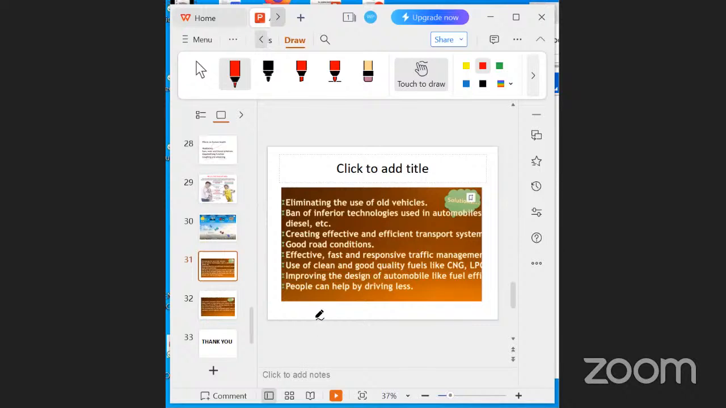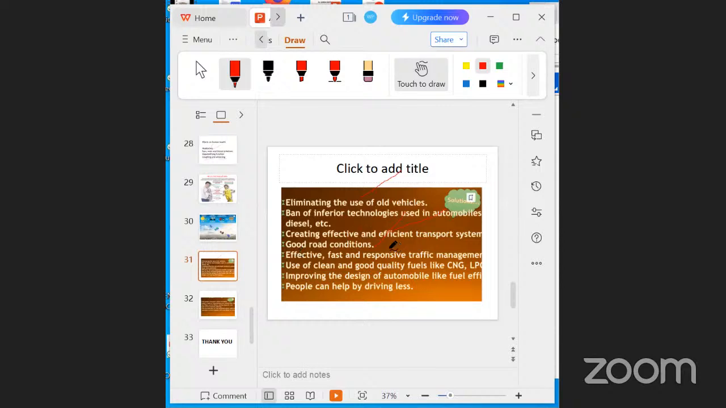So preventions. What are the preventions? What are we improving? Eliminating the use of old vehicles, right? And also a ban on inferior technologies used in automobiles, diesels, etc., and creating an effective and efficient transport system. And these are also very important: good road conditions. Nowadays roads are very bad, right?